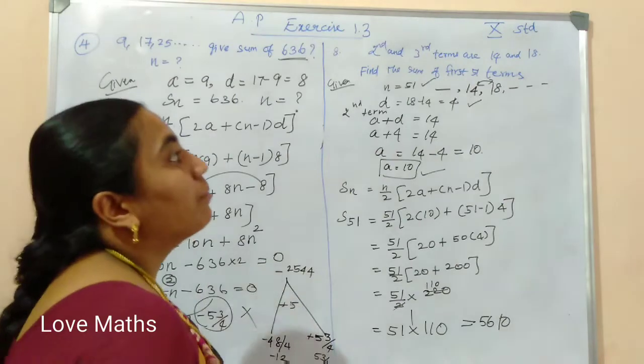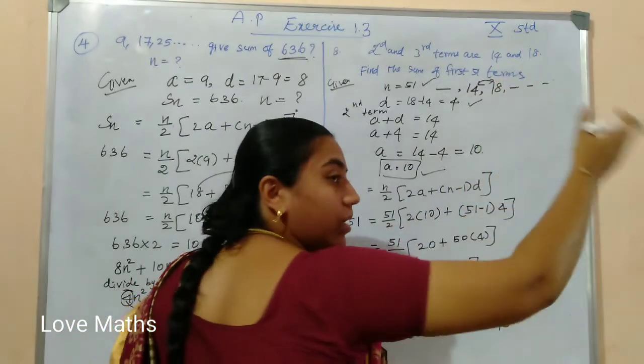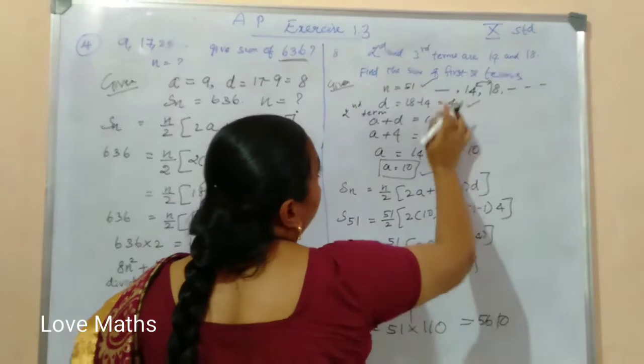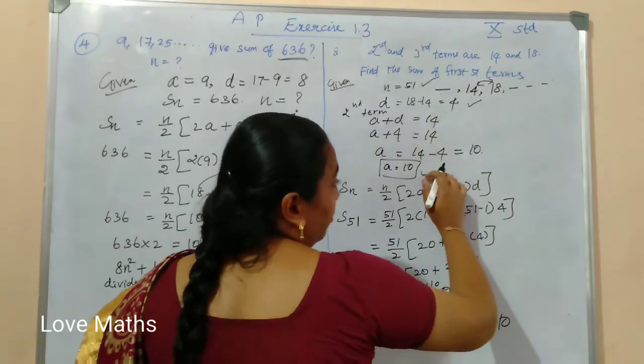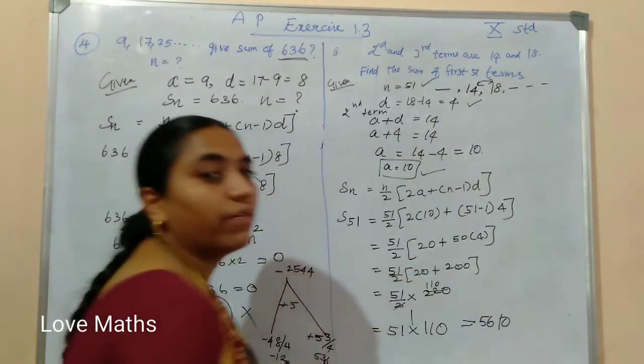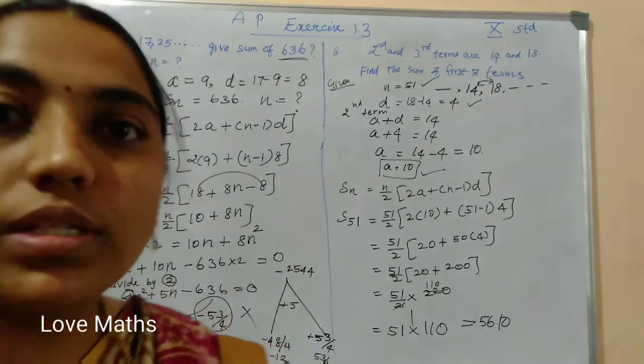Is it clear? Because the second and third terms, two consecutive terms, are given and it is an AP, subtract these two and you can get the D value. Second term is A plus D, substitute and you can get the A value. Then substitute in the formula and you can get the answer. Is it clear? We can see a few more sums now.